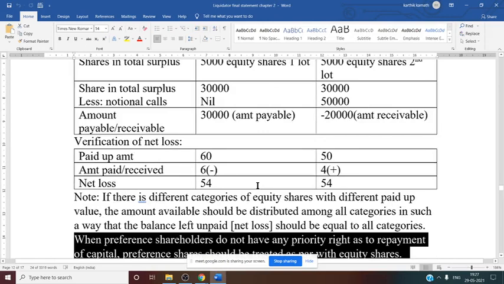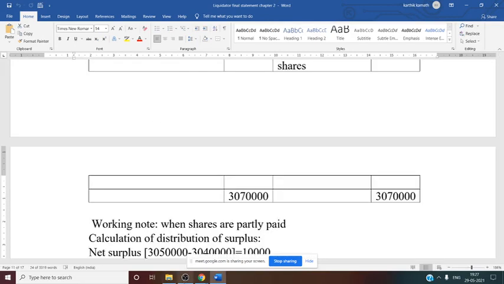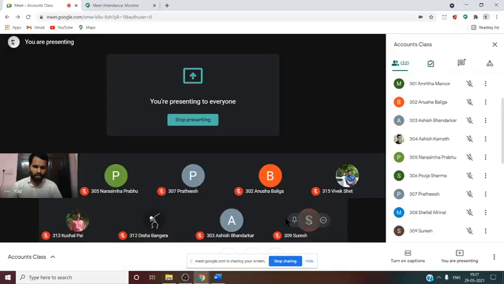Here shares in total surplus is there, right? Here you have to make 3 columns, 2 equity share columns and 1 preference share column, and for the verification of net loss also again 3 columns will come. So this is how you are going to solve this 24 mark problem. So now tell me, have you understood this one? Any doubt in this?